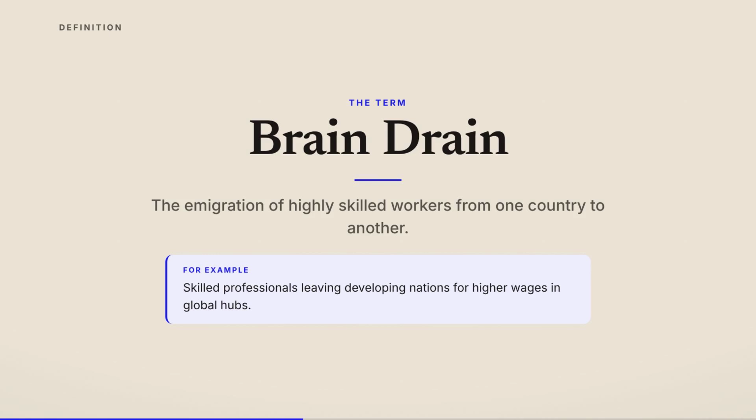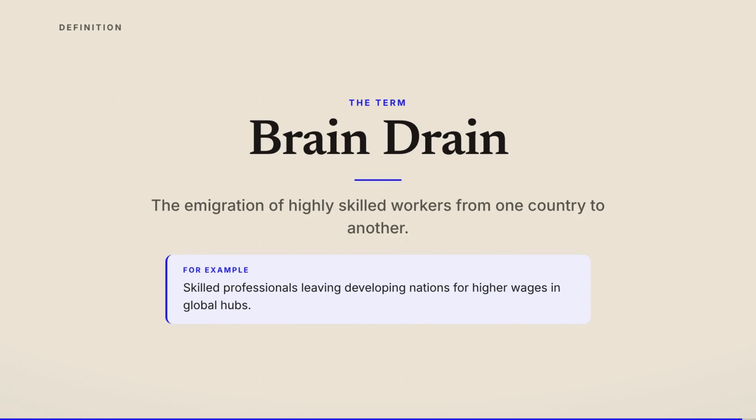However, international markets also lead to brain drain. This occurs when highly skilled workers emigrate from developing nations to wealthier ones in search of better wages or working conditions. While this benefits the receiving country, it can hinder the economic development of the home country by depleting its most valuable human capital.